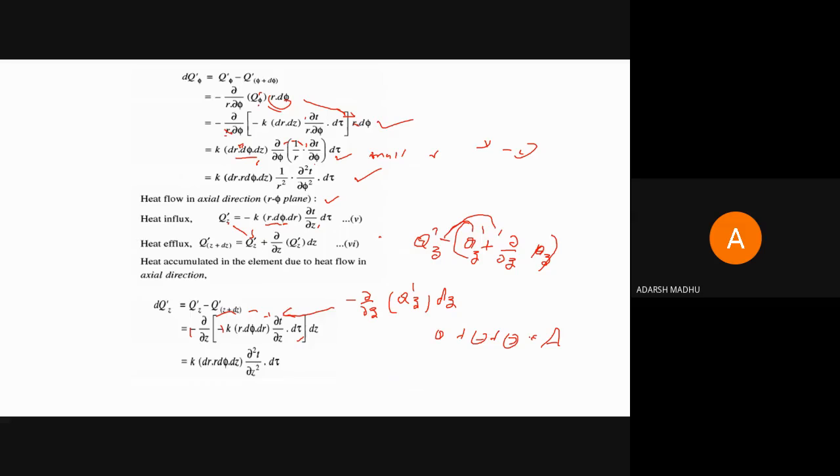Okay, so the net heat element in the three axes is the summation of 1 plus 2 plus 3. The common term in the three equations is the volume into K, that is dr, d phi and dz into K. So together we can take that common term outside. Here the step of summing the three separately is skipped, and the common term k into dr d phi dz is taken outside. The remaining terms are the remaining term of the first equation plus that of the second equation plus that of the third equation.